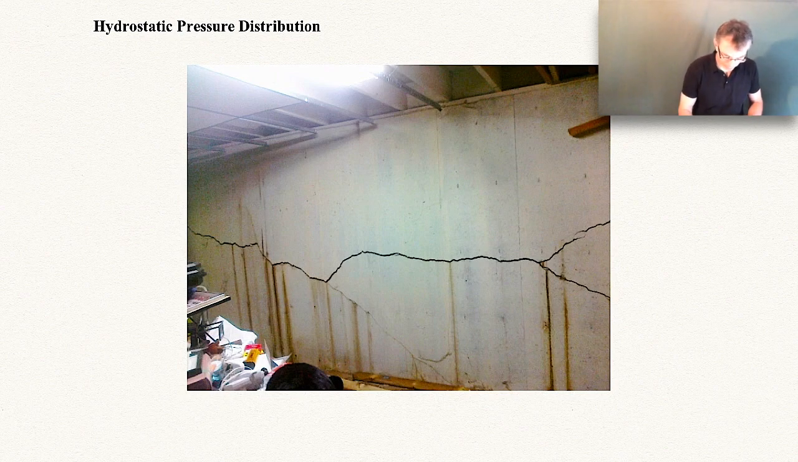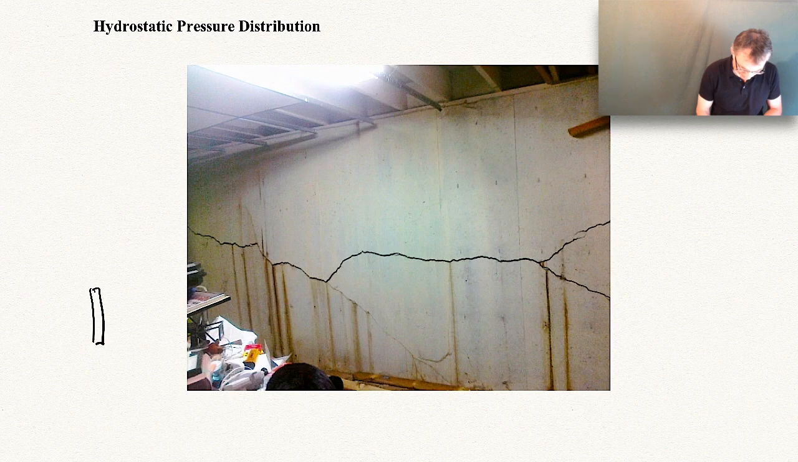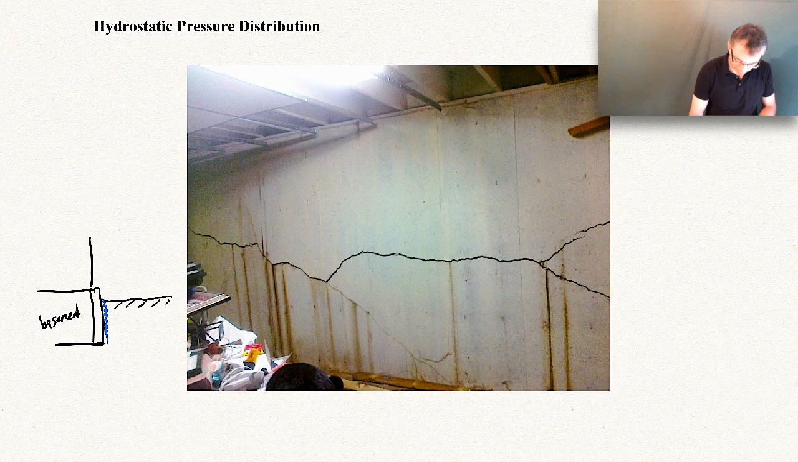So let me go ahead and sketch this out for you. Let's say we have the basement wall here. Here's the foundation. This is the basement. Here's the rest of the house sitting up here. Here's the ground on the outside. So what's happening is some water is accumulating next to the wall of the basement. And what that water does is it exerts a hydrostatic pressure on the wall.